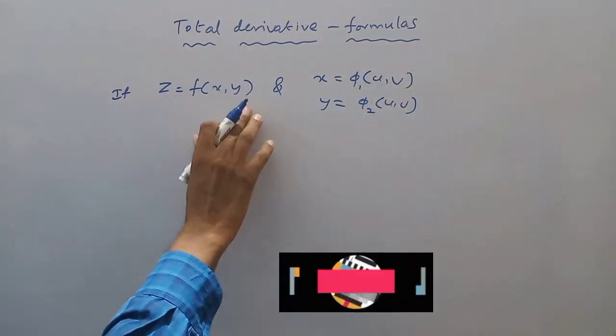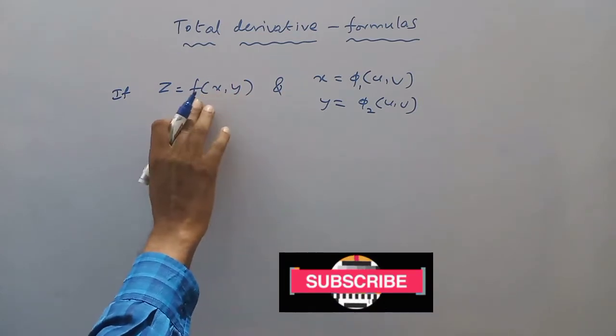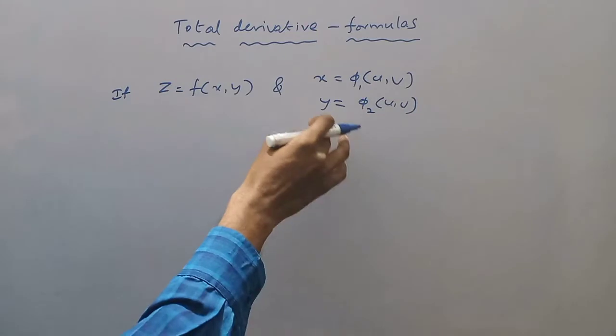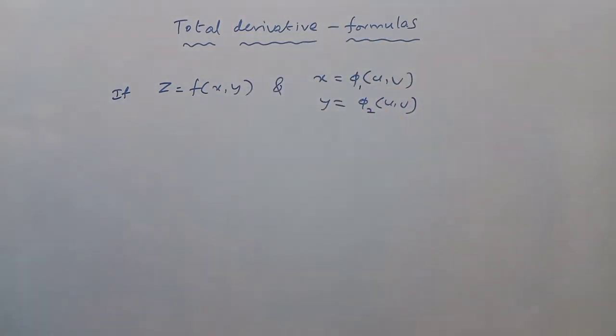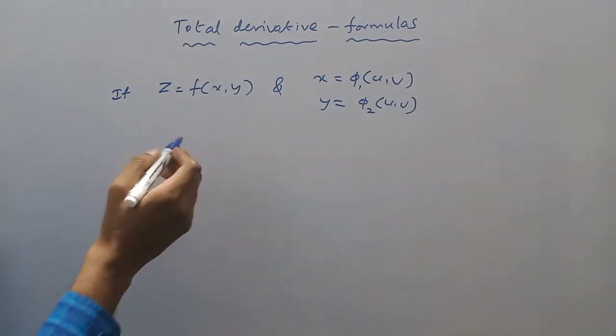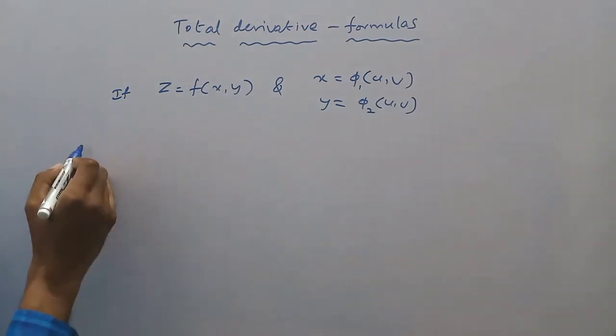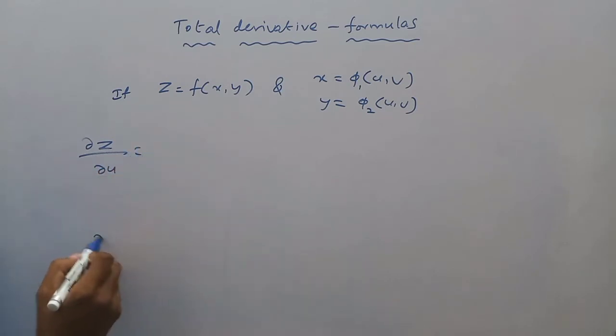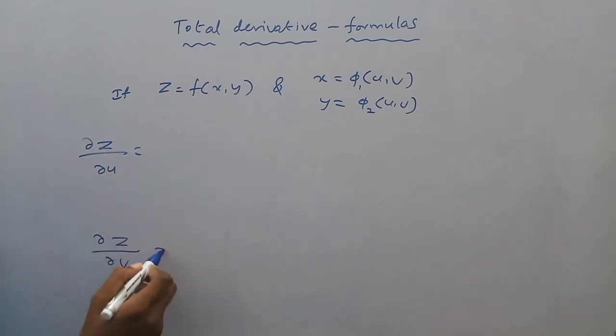So z is a function of two variables, that means f of x comma y, and in turn x and y are also functions of two variables, that means phi of u comma v. So in this structure, what will be dou z by dou u and dou z by dou v?